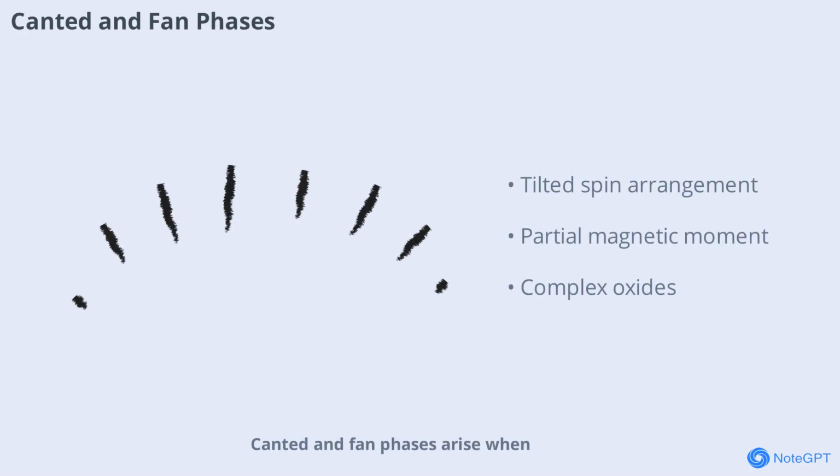Canted and fan phases arise when local crystal fields and nearest neighbor interactions compete. In these states, spins are not perfectly aligned or anti-aligned. Instead, they are tilted or form a fan-like pattern. This subtle arrangement leads to partial magnetic moments and can influence the material's response to external fields. Canted and fan phases are often observed in complex oxides and are important for understanding magnetic transitions in solids.